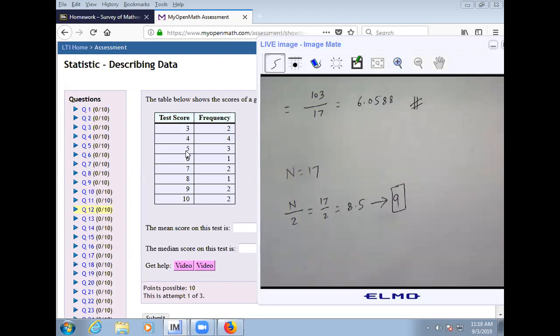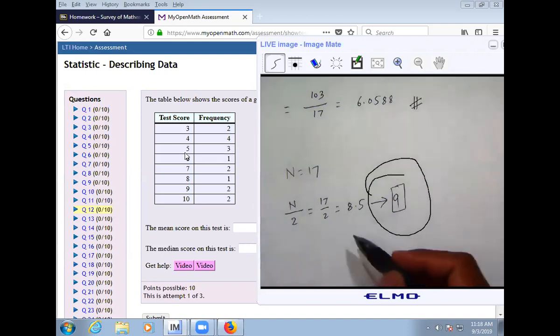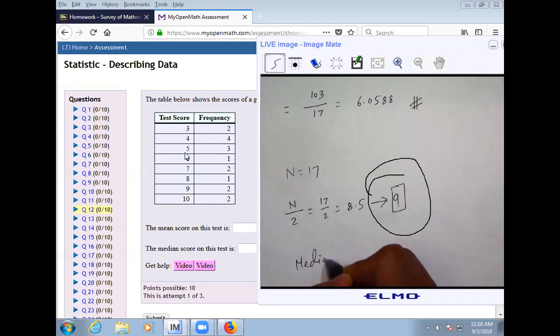Make sense? So at the 9th position, you keep adding the frequency until you get this number. At the 9th position, there is a 5. So the answer for this one, the median, is 5. Okay, that's only for the odd number of data.